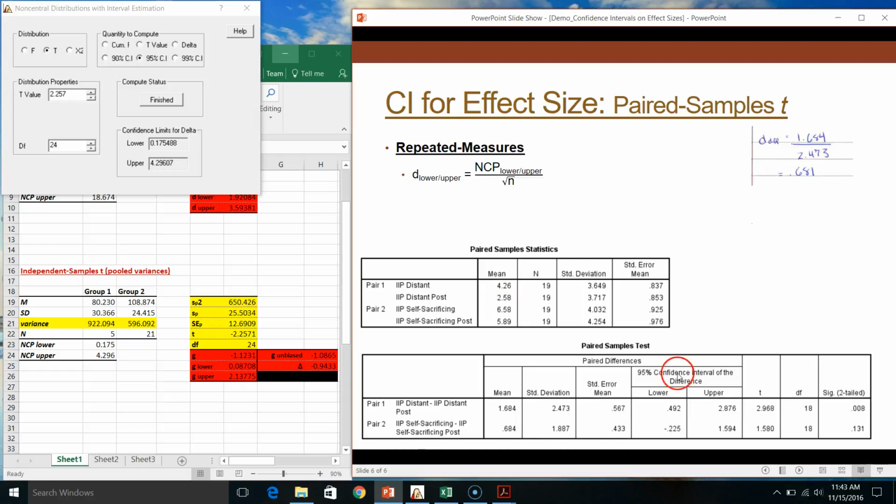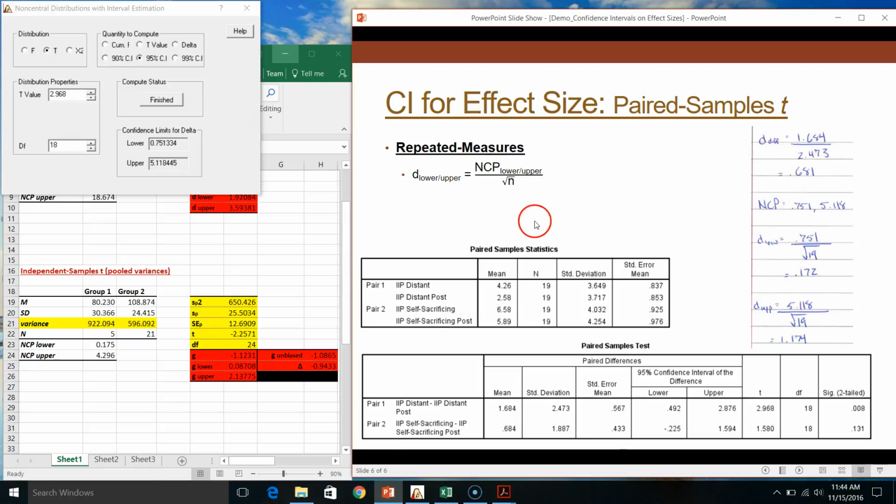Okay. Then the next thing we need to do is calculate our bounds for our non-centrality parameter. In this case, we've got a t-statistic of 2.968. So we enter 2.968. Our degrees of freedom are 18. Compute, and we've got a lower bound for our non-centrality parameter of 0.751, upper 5.118.